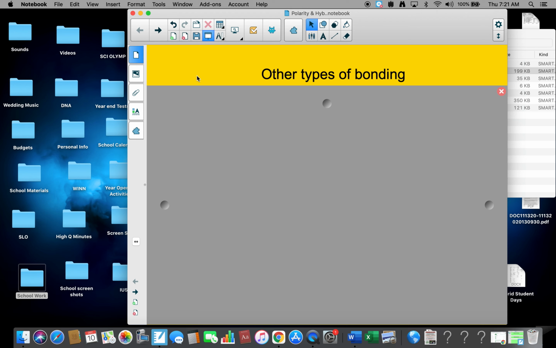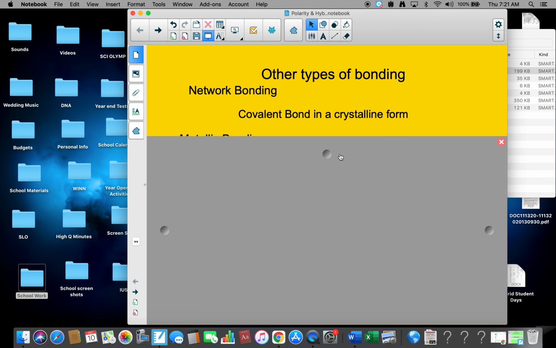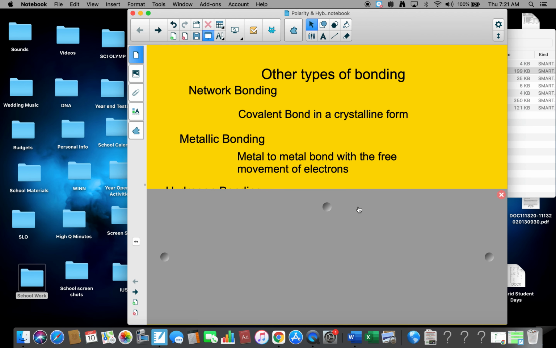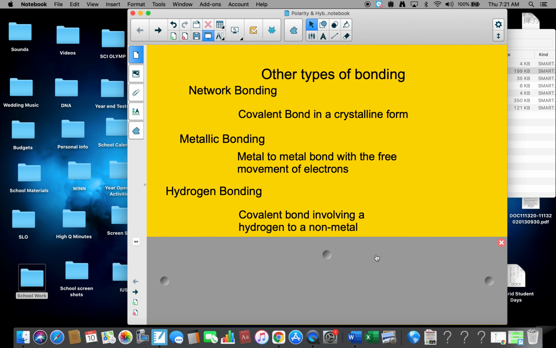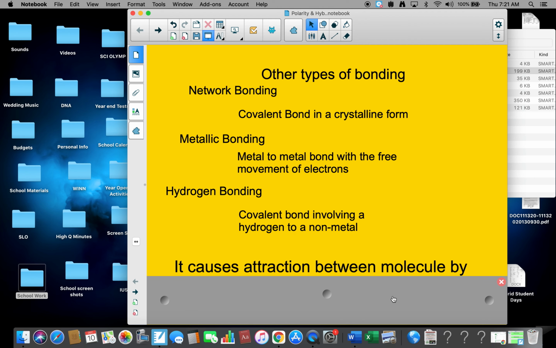In the fascinating world of chemistry, we're looking at other types of bonding. We're looking at three here specifically today: the network bond, which is a covalent bond in a crystalline form; the metallic bond, a metal-to-metal bond with a free movement of electrons; and the hydrogen bond. We're going to focus on the most here. It's a covalent bond using hydrogen and a non-metal. It causes attraction between the molecules by charge.